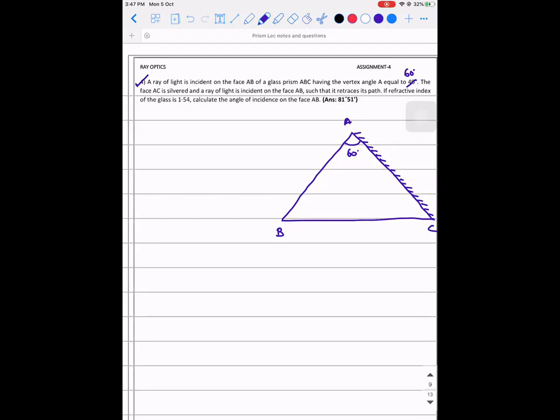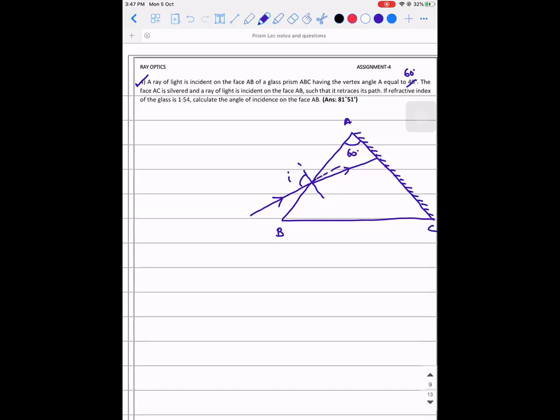So there is a ray which is falling on the side AB. If I take this angle of incidence as I, then the ray is going and falling on this such that it retraces its path. I want someone to tell me what is the meaning of that, retracing its path. It will come back in the same path. When will that happen? After reflection. I is equal to 0. It's very good.